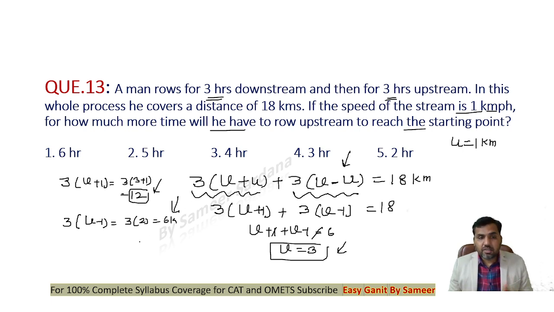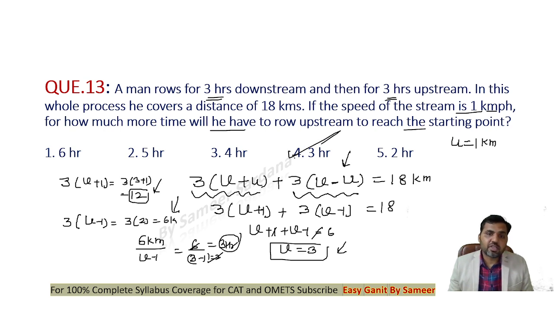Now to reach the starting point, the person needs to travel 6 kilometer more upstream. That means with the speed of V minus 1. 6 kilometer with the speed of V minus 1, that is 3 minus 1, which is 2. It will take 3 more hours, right? So 3 more hours will be needed to reach the starting point. So the answer will be option number 4.